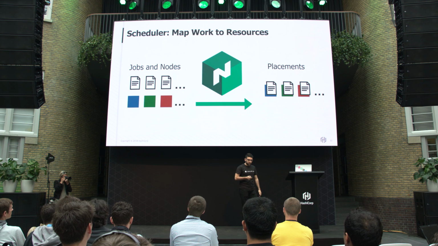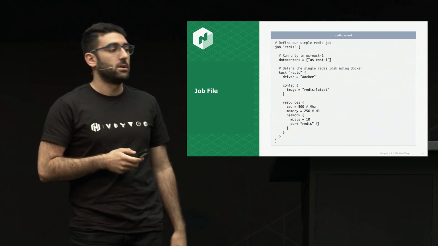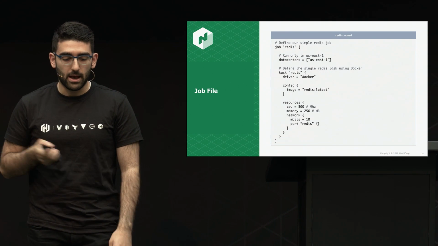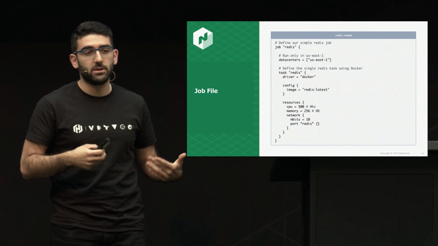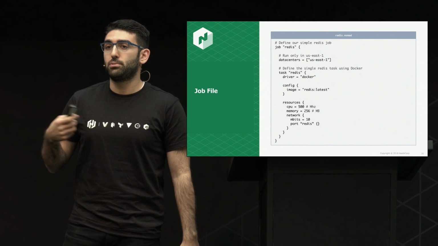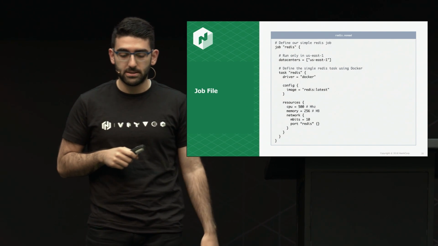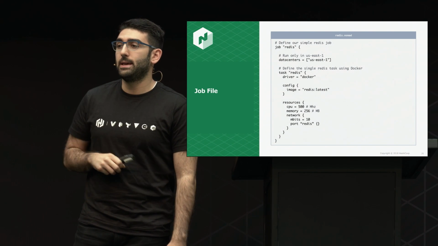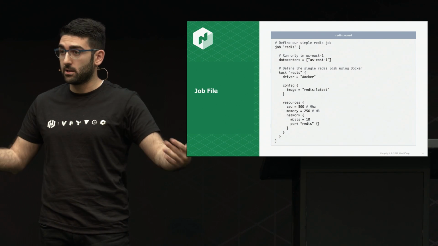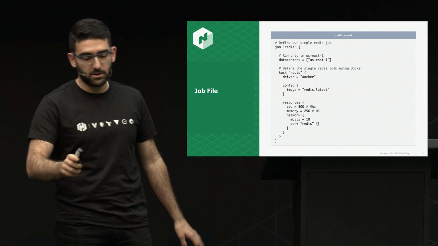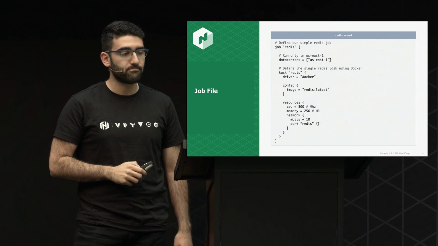In Nomad, the job the user submits looks something like this. In this example job, we're defining a Redis container. We say driver equals Docker. We're telling Nomad, please run this with the Docker driver. And we specify some resources and tell it what image to run. When we submit this to Nomad, Nomad will go find a place on the cluster and run this for you. This is a very simple job. We'll see a little more job files, so this isn't too important.